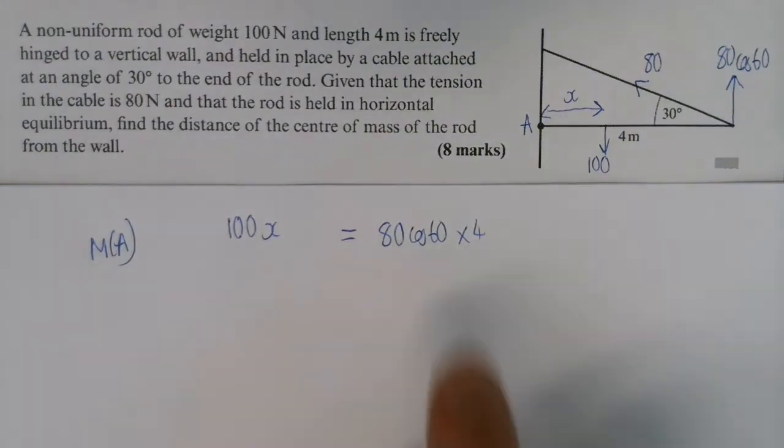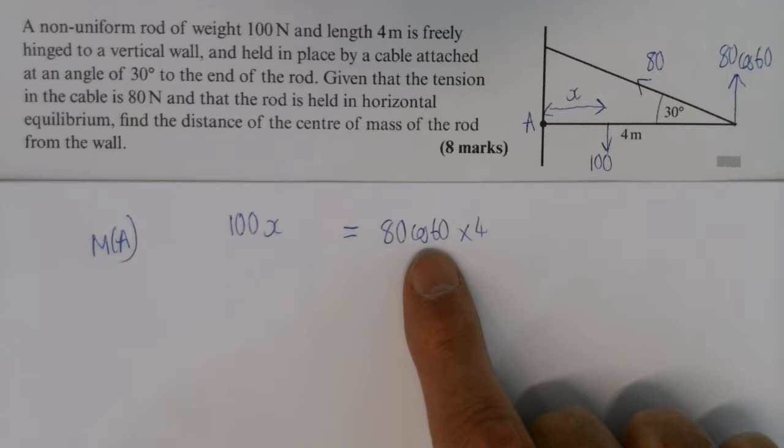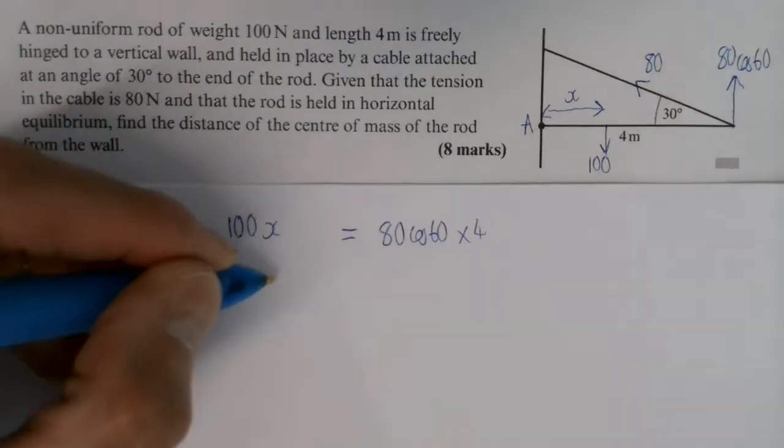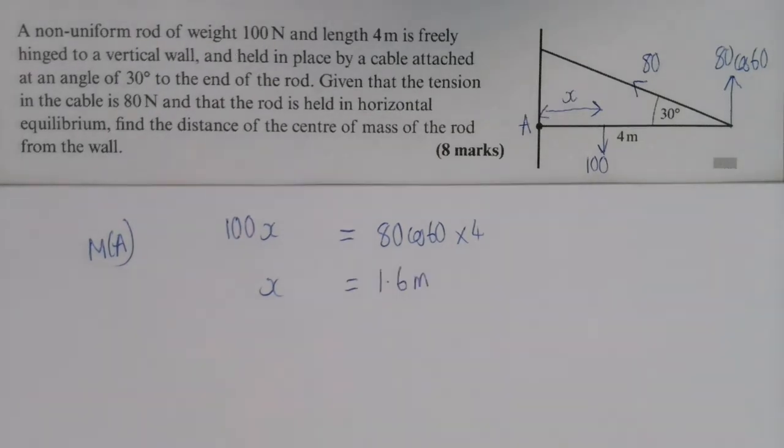Times the distance forward. You know what? I so often forget to put the distance in because I think I've already multiplied two things together. But no, that's the component of the force. And we can then rearrange that to make x. You might just want to pause and have a go at that. So you get x. X is 1.6 meters. Okay, so that's a classic example of moments.